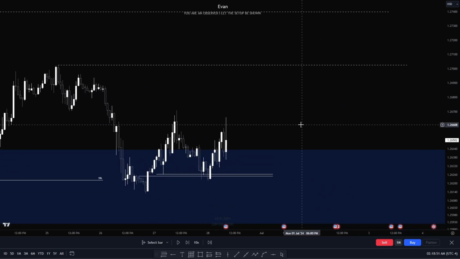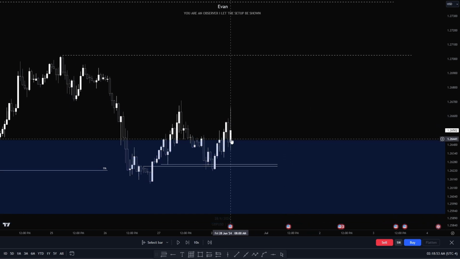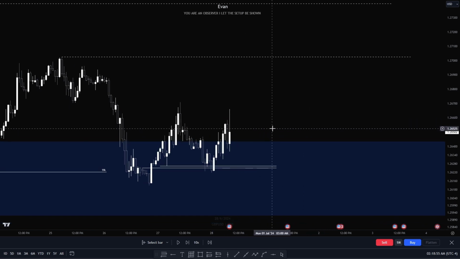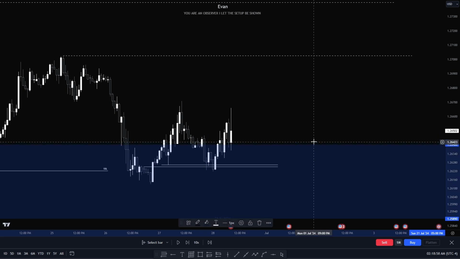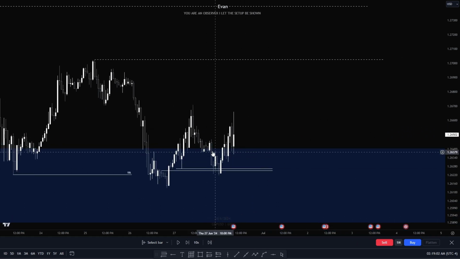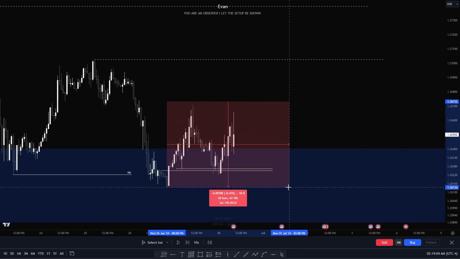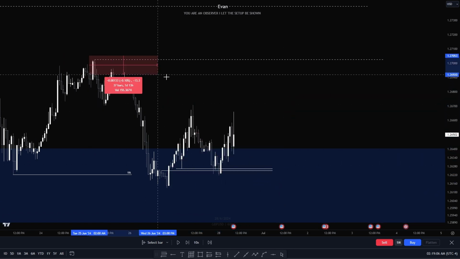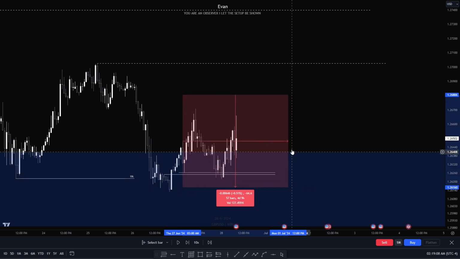Okay, it's not really a fair value gap here that I see. But I do want to mark out the range highs. So on the 1-hour, this is our range that we're dealing with. Kind of right here and right here. This is our range.